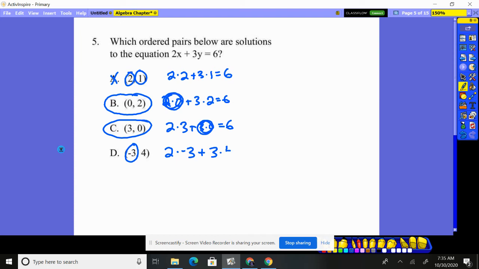2 times the x of negative 3 plus 3 times the y of 4 equals 6. So I get negative 6 plus 12. Does that equal 6? Wow, it does. This guy does work. I'm glad I paid attention, or I would have missed that one.